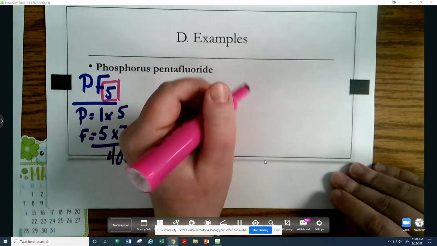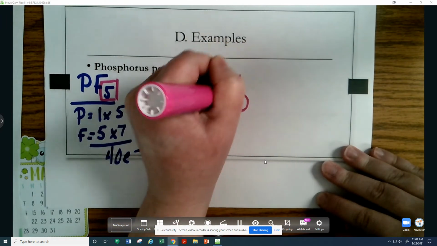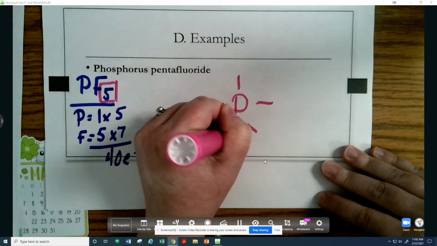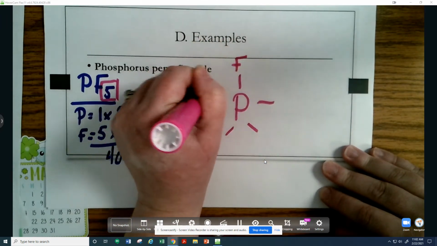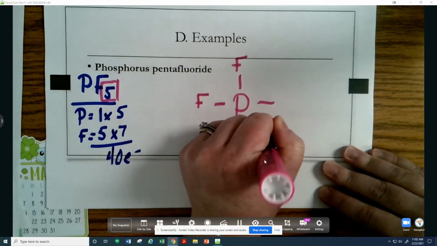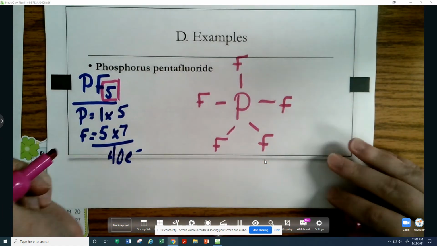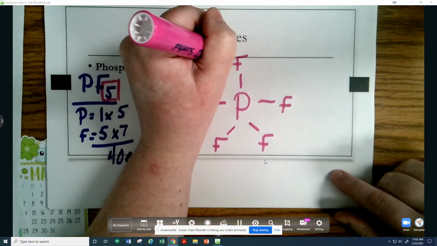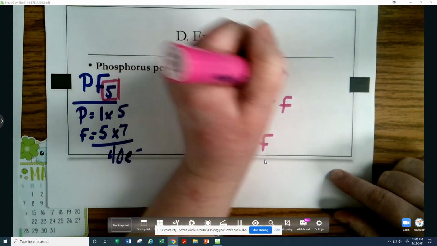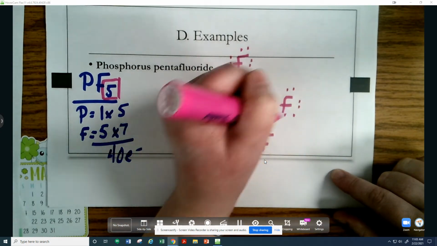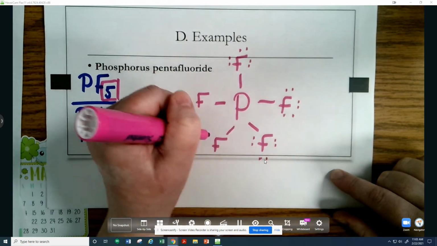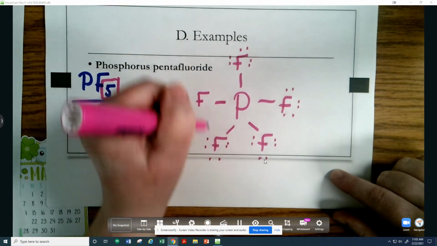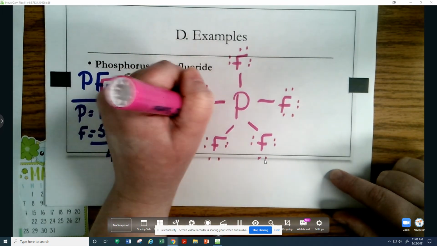So when we go to draw the Lewis structure here, phosphorus will be my central atom. I place my surrounding fluorines, and there will be 5 of them on this example with the expanded octet. So now I've used 5 times 2, so 10 electrons. Now we're at 12, 14, 16, 18, 20, 22, 24, 26, 28, 30, 32, 34, 36, 38, and 40.